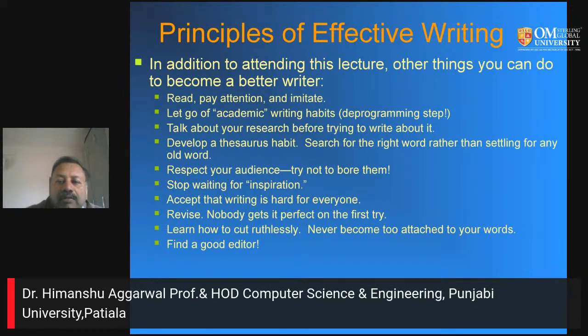In addition to attending lectures, what other things you need to do in order to be a good writer? Read. You have to read many things, pay attention, and imitate. And let go of bad academic writing habits. That means you should master the way academic writings are done. Talk about research before trying to write about it. Develop a thesaurus habit. That means search for the right word rather than settling for any old word. That means you should always be in search of new words, synonyms, antonyms, their meanings, and more appropriate words in order to make your writing more effective and emphatic.